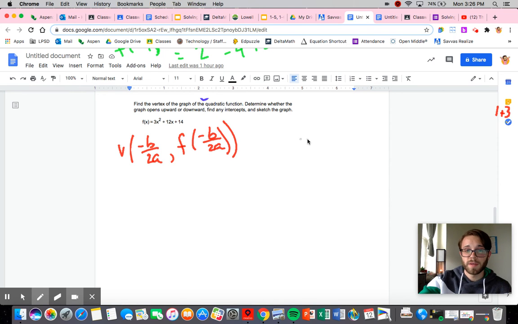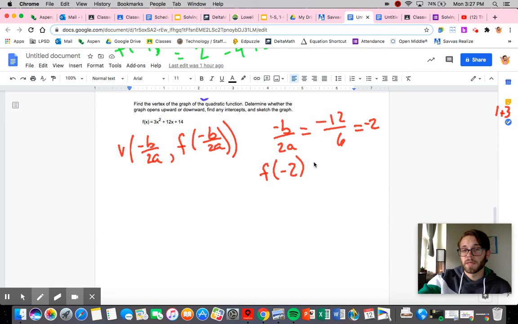So what's negative b over 2a? Well, that is going to just be negative 12 over 2 times 3, which is 6. So it is negative 2. Now we have to find f of negative b over 2a, which is negative 2. So we have to find f of negative 2.